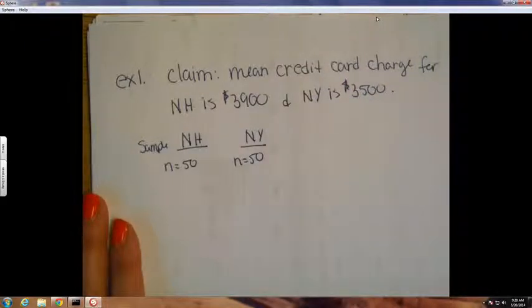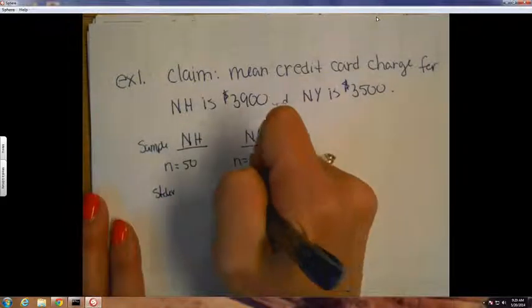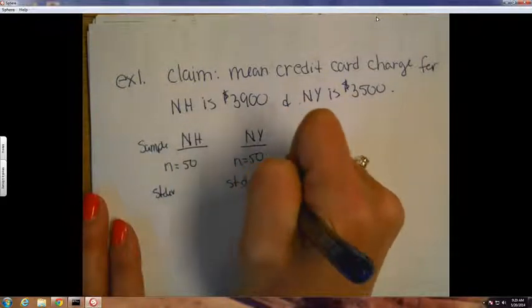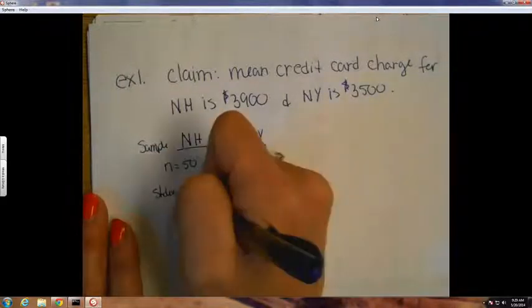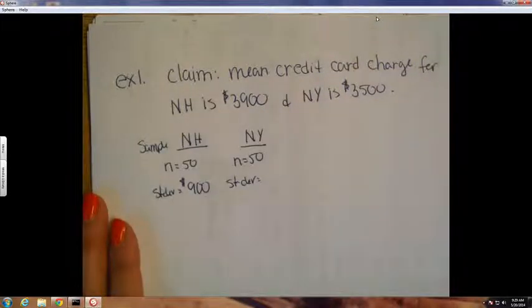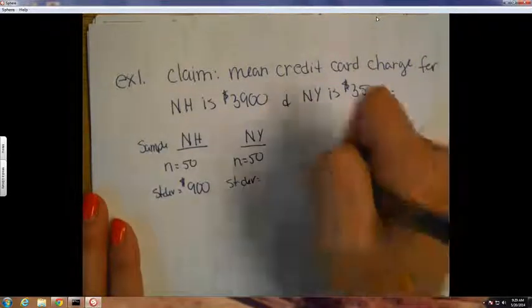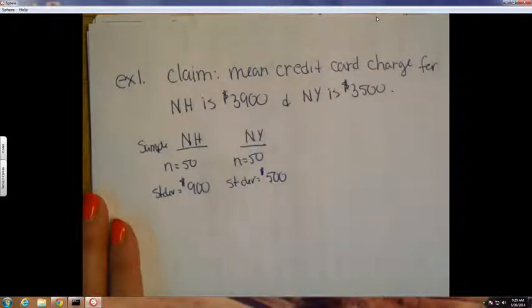Standard deviation. New Hampshire had a $900 standard deviation, and New York had a $500 standard deviation. At 1%, is there enough evidence to conclude that there is a difference in the mean credit card charges?